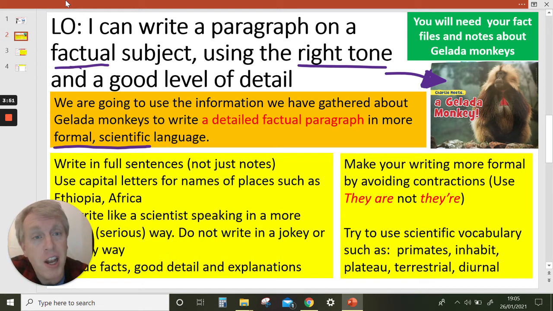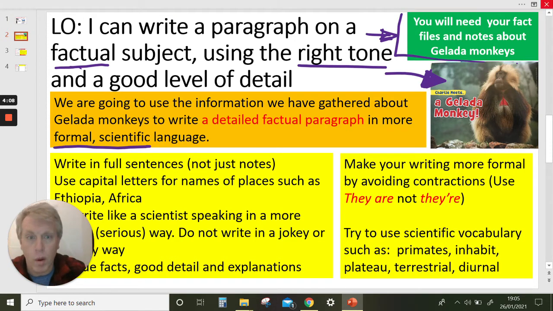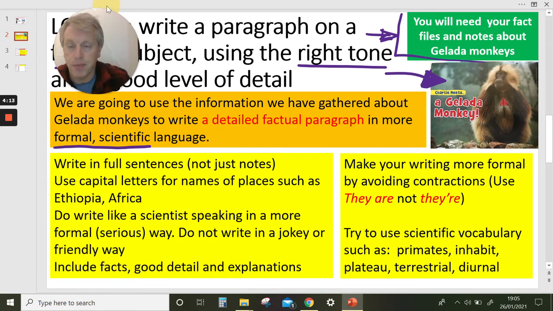So before we go any further, make sure that you have got your fact files, and your notes about Gelada monkeys, and you can re-watch those videos to make sure you have got the information. Okay, so let's just quickly talk about what we're going to need to have in our writing today. So, we are, of course, going to write in full sentences. I wonder what that means. What does it mean to write in full sentences?